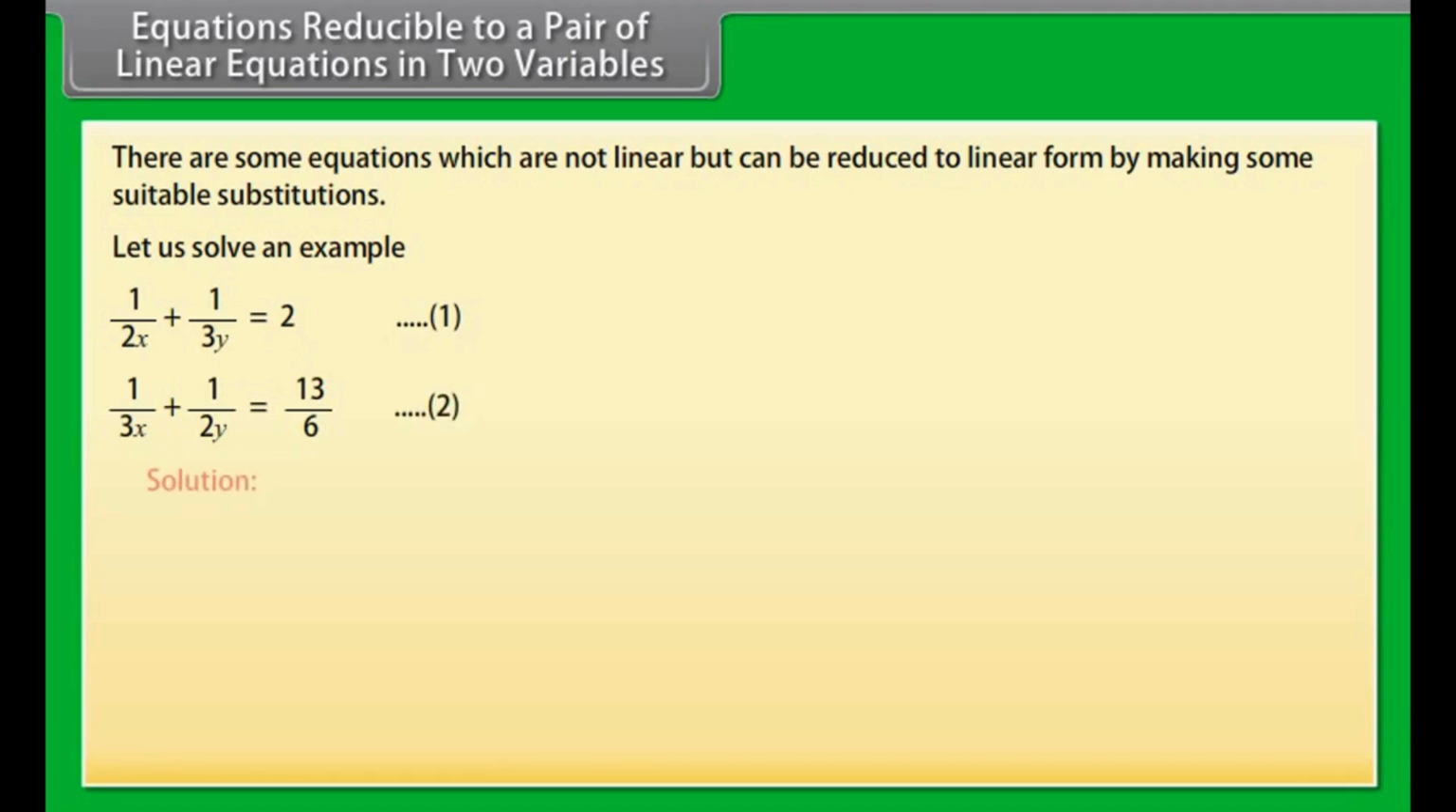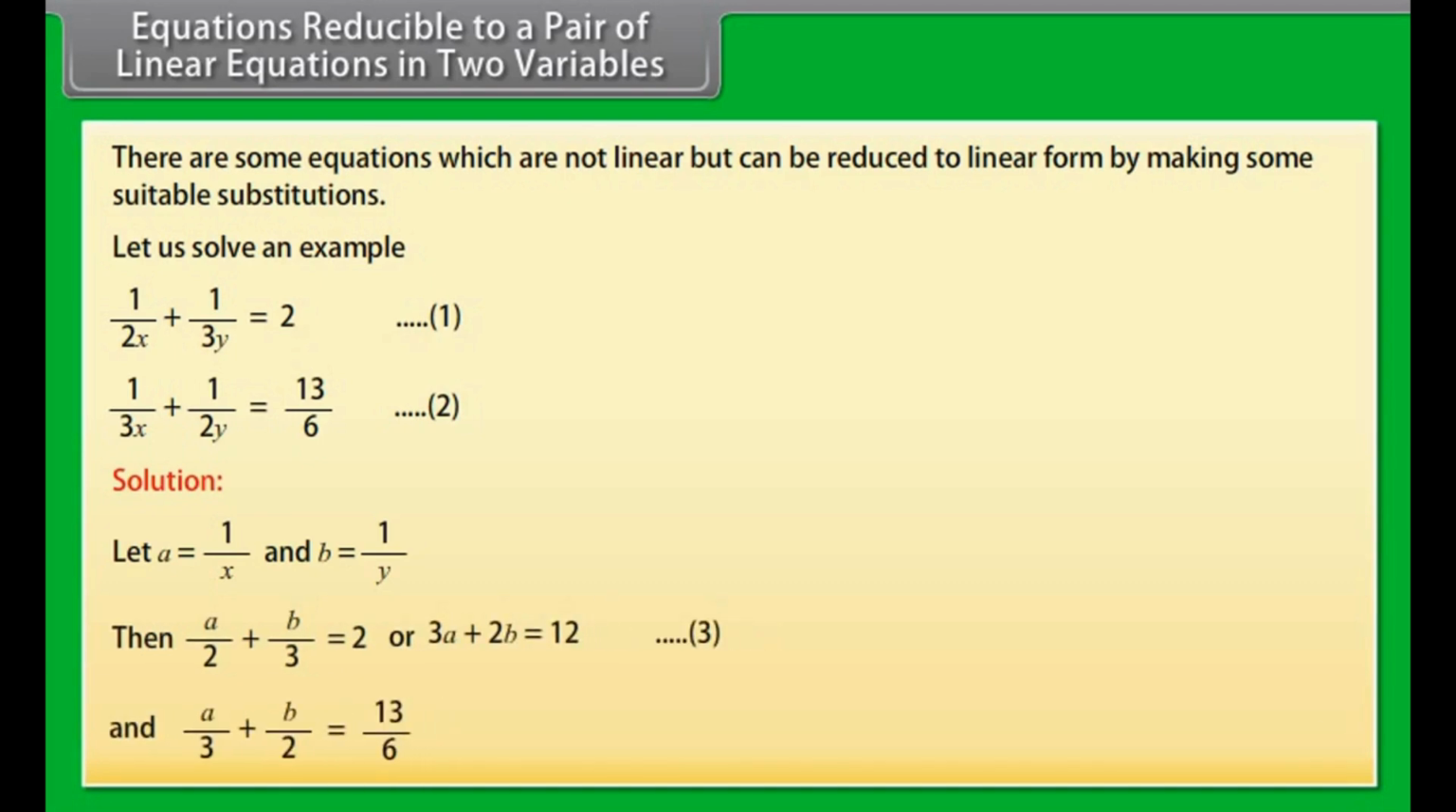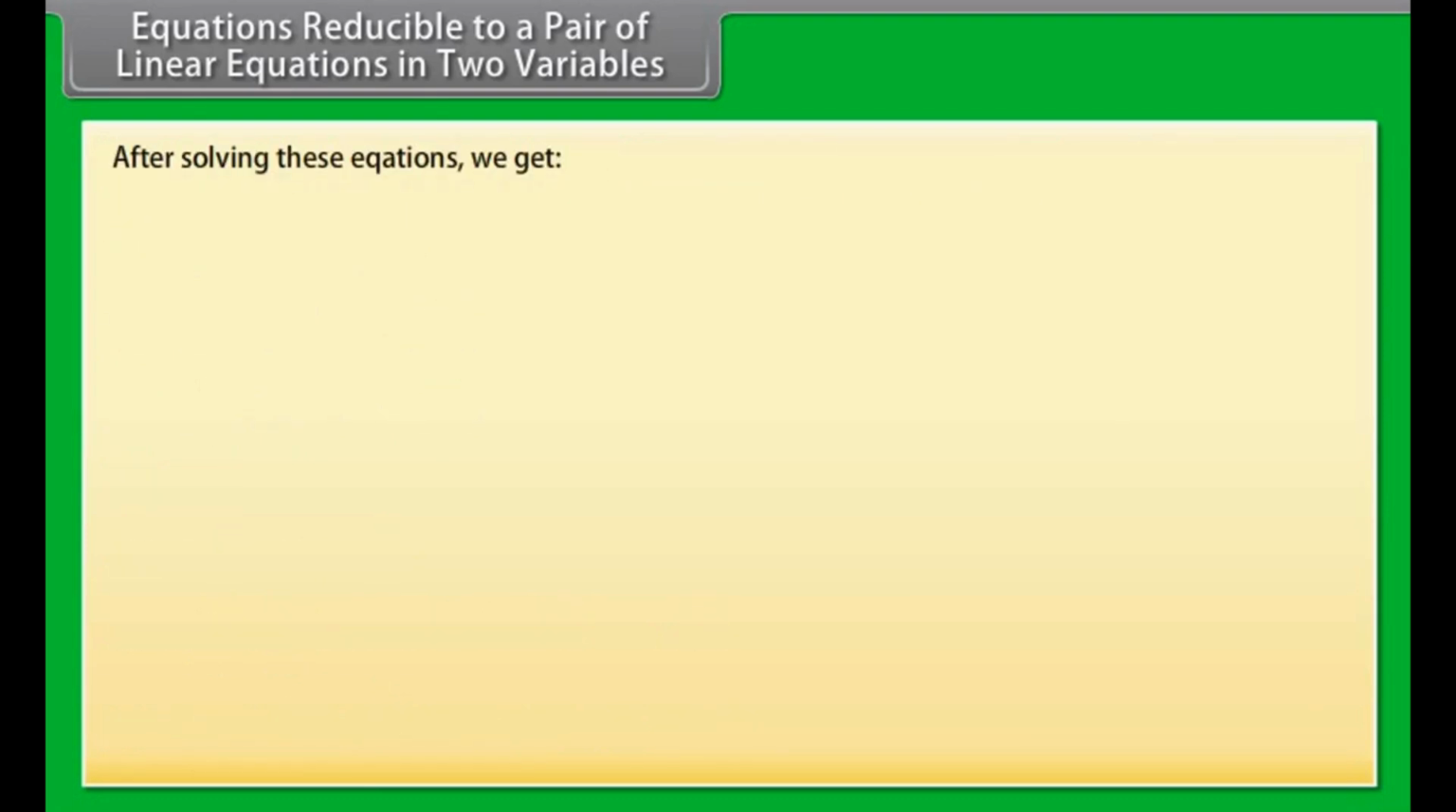Solution. Let a equals 1 upon x and b equals 1 upon y. Then a upon 2 plus b upon 3 equals 2, or 3a plus 2b is equal to 12, equation 3. And a upon 3 plus b upon 2 equals 13 upon 6, or 2a plus 3b is equal to 13, equation 4. After solving these equations we get a as 2 and b as 3.